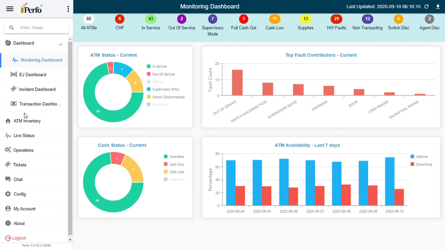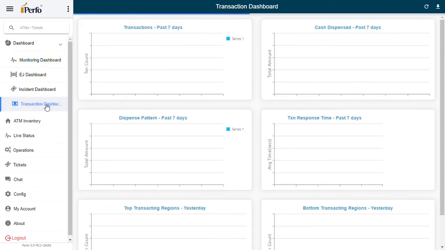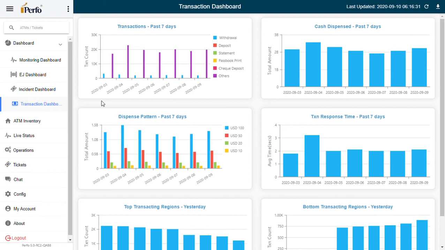Let me move on to the transaction dashboard. So Perfo collects a lot of information from the transaction data of the ATMs. We get to know how many withdrawal transactions are happening, how many deposit transactions are happening, how many non-cash transactions, I mean statement transactions, let's say mini statement, balance inquiry, and if you have passbook printers, yes, cash check deposit machines. So we collect this information and put it into the database.